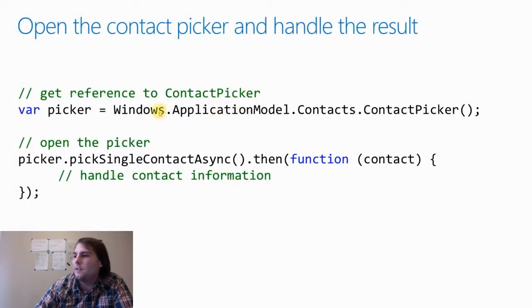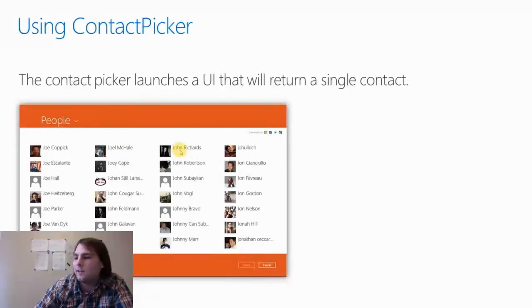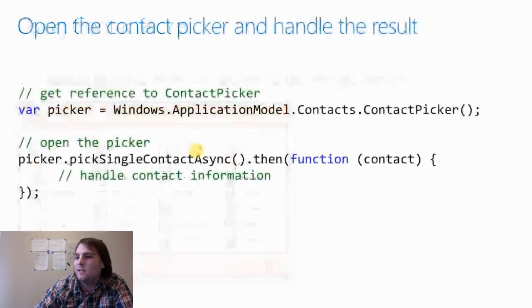So here's the API you need to call. You need to get a reference to a contact picker object that Windows provides for you. This is in the Windows.ApplicationModel.Contacts.ContactPicker. That'll give you a reference. Once you have this reference, you can simply call this pickContactAsync function. What that does is it calls that UI we just saw previously for you. And then once the user has done their input, it will call whatever is in this then function here with the contact information in this property.